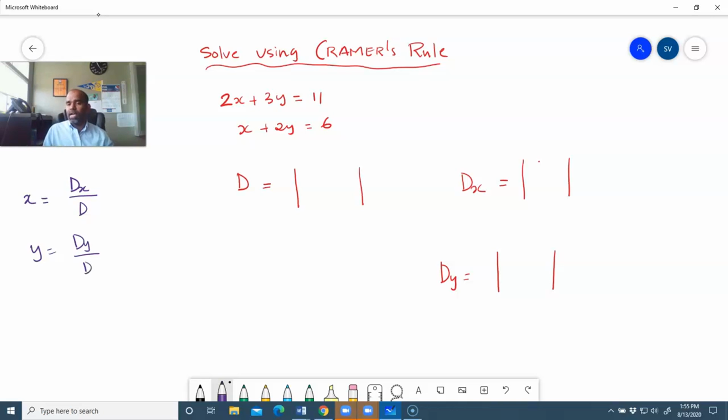So this is actually explaining Cramer's rule. If we know what D, Dx and Dy are, we can easily figure out the unknown variables from these two equations. Okay, and now I'll explain what this Dx, Dy and D are.